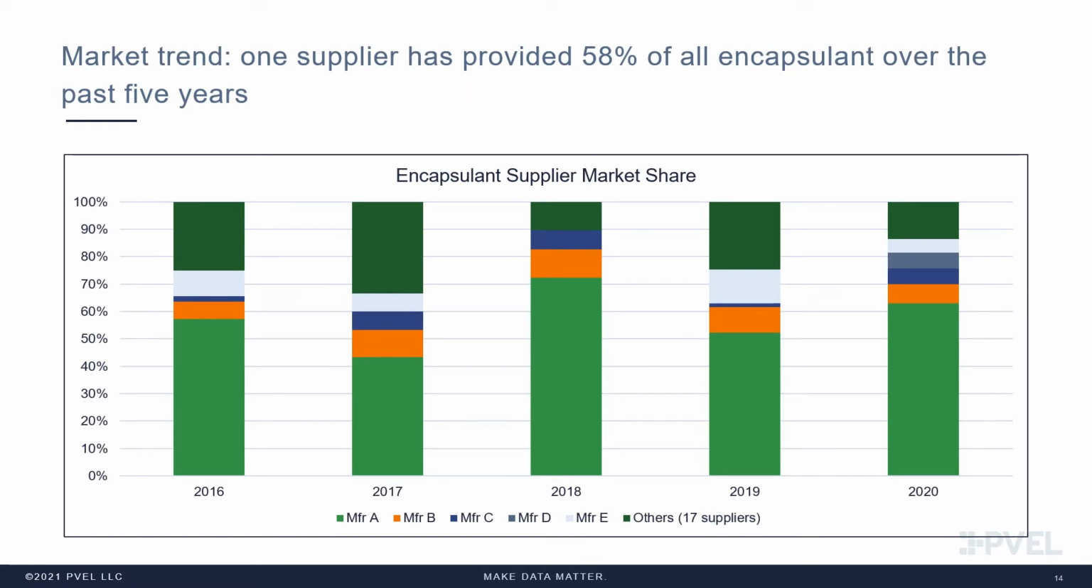One of the interesting market trends we track is how the market share of the bill of materials, raw material suppliers has evolved. With encapsulants, we've actually seen one very dominant supplier across the years. One supplier has provided more than half of the total encapsulant supplied to the PV industry, and the rest of the market share is spread across over another 20 suppliers. This is different than what we see in the backsheet market, which tends to be much more fragmented.